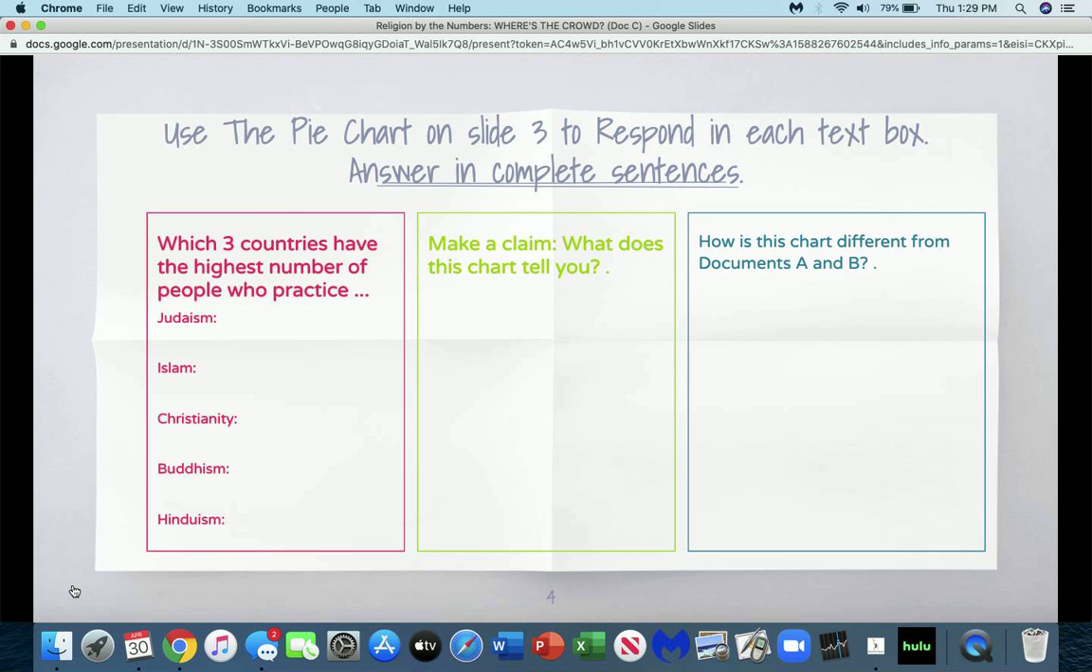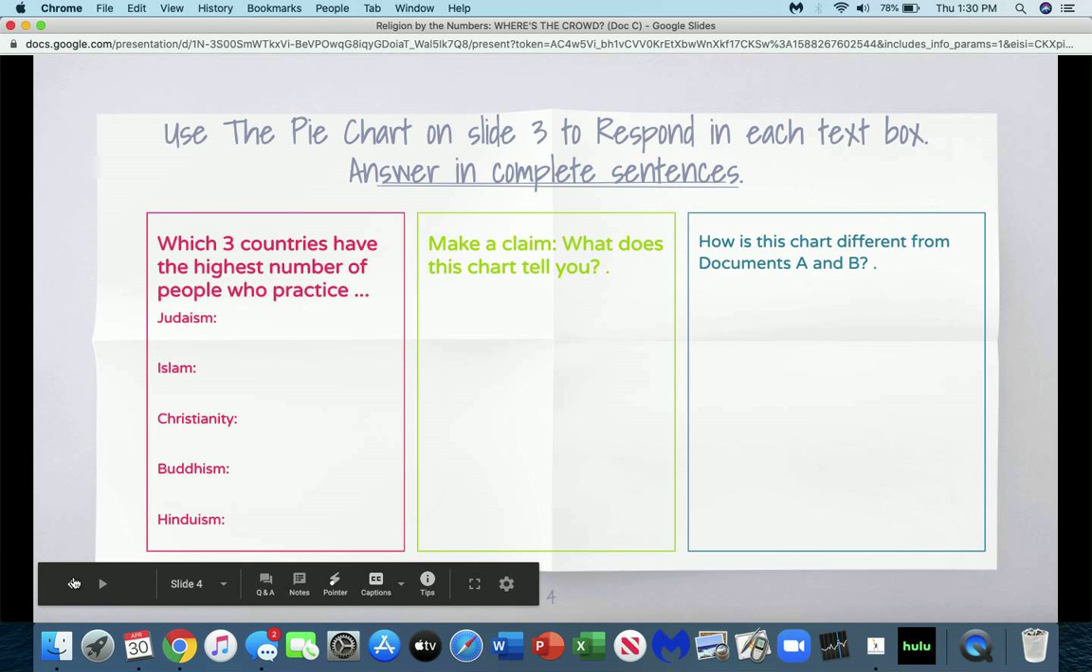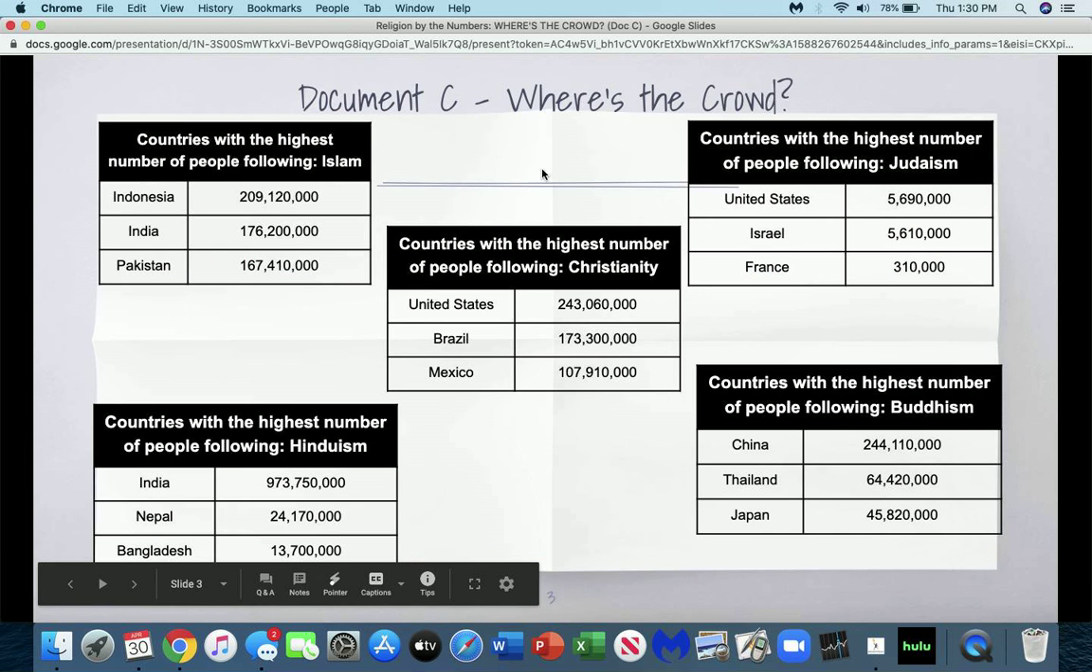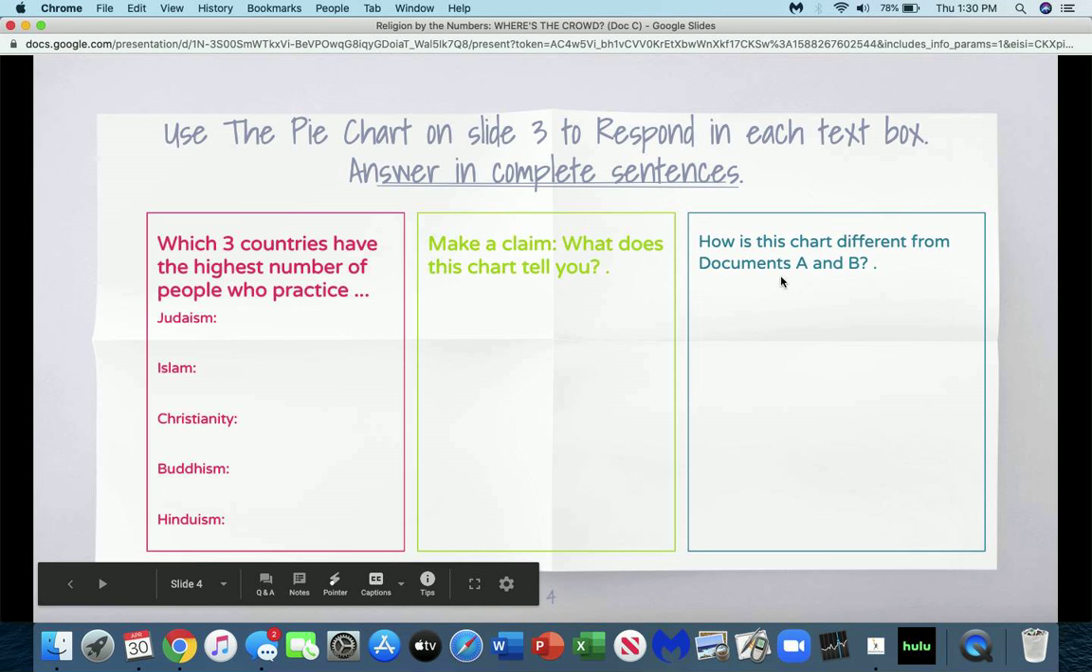Remember, document A gave you the percentages of the United States population following different religions. And then document B gave you the percentages of the world following specific religions. And then this chart for document C gives you specific numbers for countries. So you're going to make a comparison of all 3 documents.